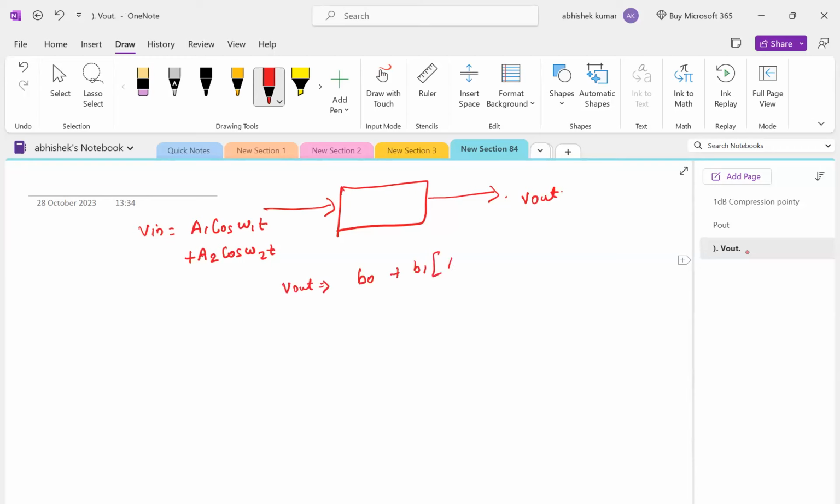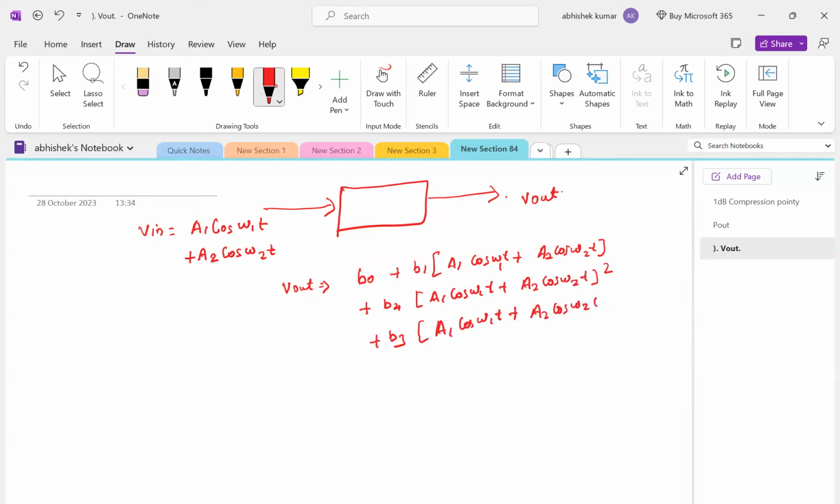After that, we will have b1 a1 for the first term, which will be normal. And we will have another term as a square term plus another term as a cube term. So this is what I will get in our output.